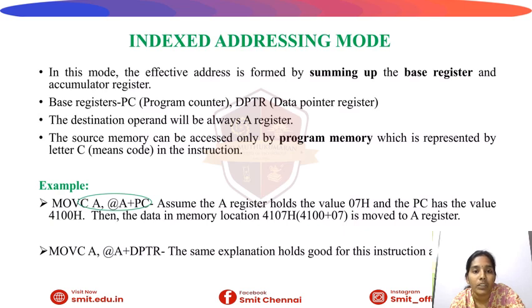Indexed addressing mode. The effective address is formed by summing up the base register and the accumulator. The destination register will always be the A register. Example, MOVC A, @A+PC. Here, the accumulator and the program counter will be added. Then the data at the address of the added new location will be moved to the accumulator.